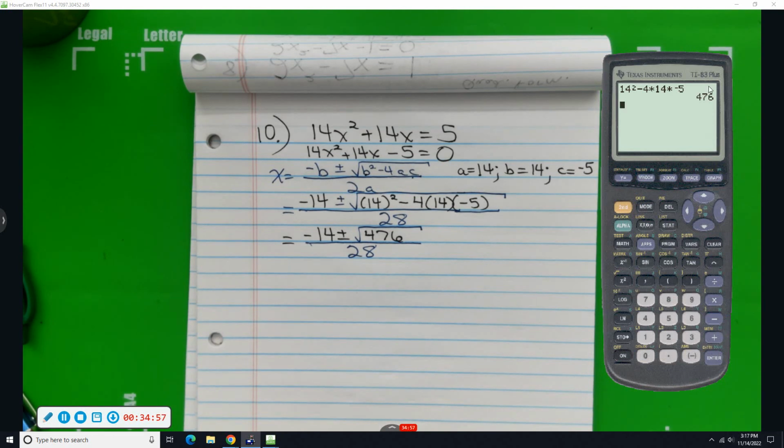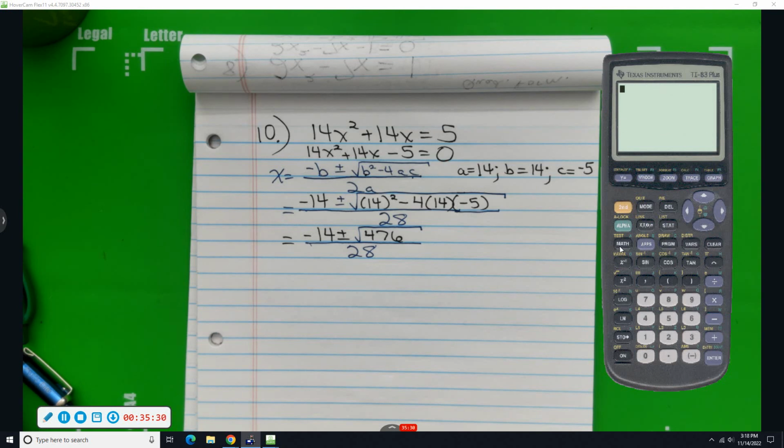Let's see. Is 476 a perfect square? What do y'all think? I don't think so. No, it's not a perfect square. Well, let's see. What's the largest perfect square that divides evenly into 476? Well, is it divisible by 3? If my mental arithmetic is right, no, it isn't. 476 isn't divisible by 3.